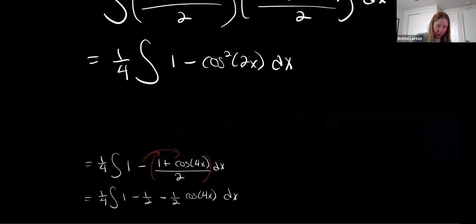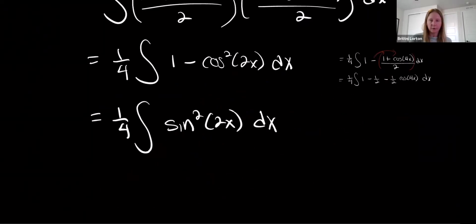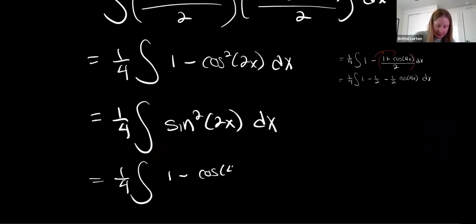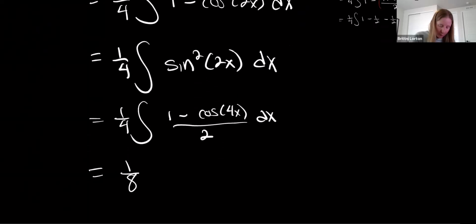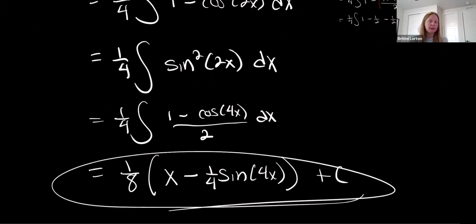So I'm going to kind of bring those two steps off to the side and sort of ignore them for now. I could have noticed that this is 1 minus cosine squared, which I know from the Pythagorean identities is sine squared of 2x. And then I could have done the trig identity for sine squared, which is 1 minus cosine of double the argument over 2 dx. I thought that was a little bit smoother for me anyways. So 1/8 times the antiderivative of 1 is x. The antiderivative of cosine is sine. Don't forget your plus c. Ta-da.